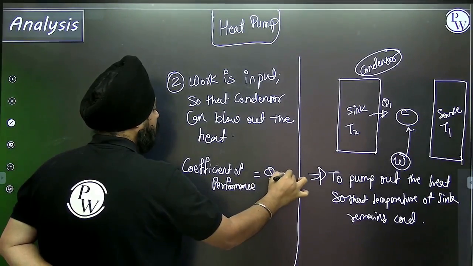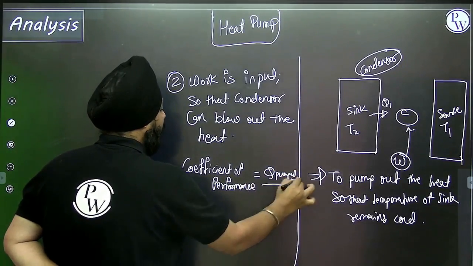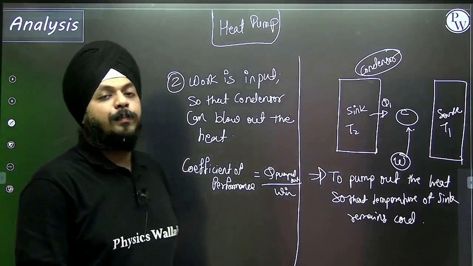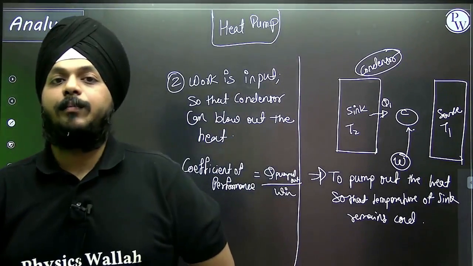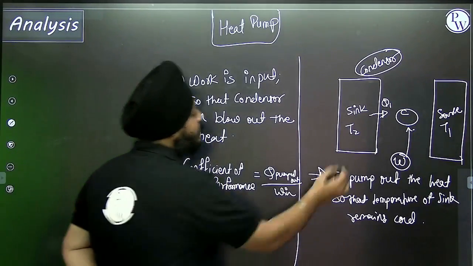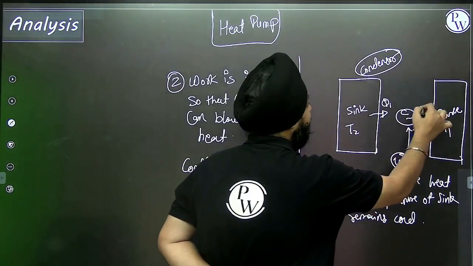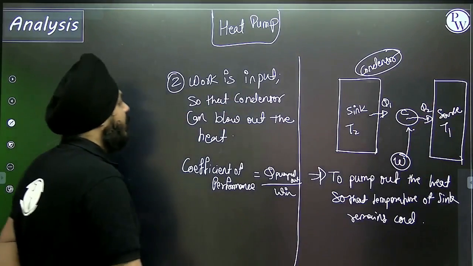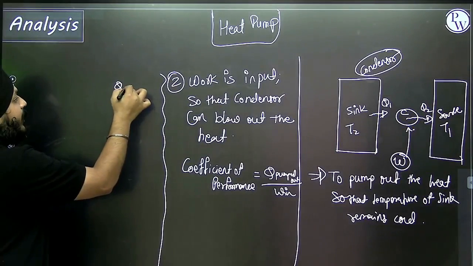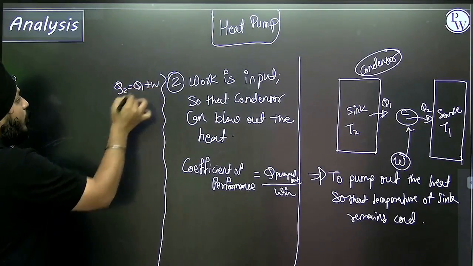that is pumped out, whole divided by input. And suppose the resultant of these two is getting added into the source. So here can we write it as Q2 equal to Q1 plus W, right?